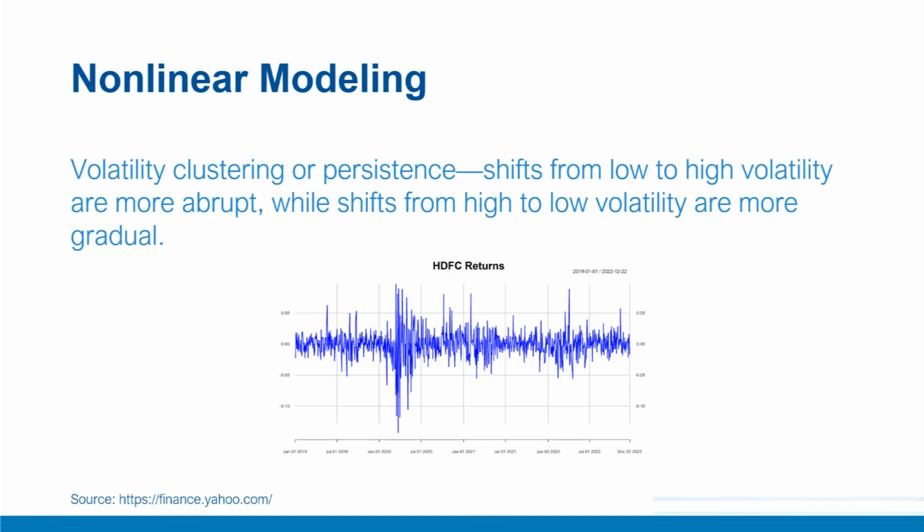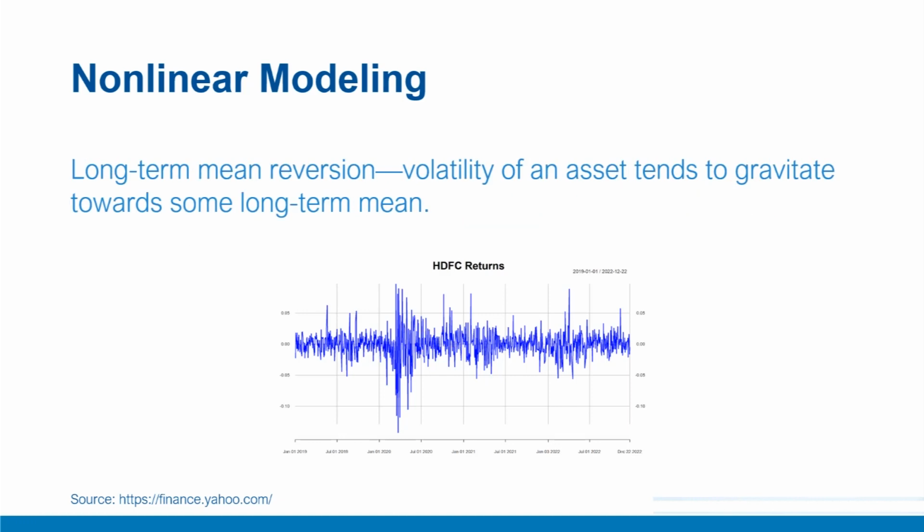Another stylized fact of volatility clustering and persistence is that shifts from high to low and low to high volatility are not uniform. That is, low to high volatility shifts are more abrupt. You suddenly find a jump from low to high volatility, while shifts from high to low are more gradual. So shifts from high to low volatility are more gradual, while low to high volatility shifts are more sharp. The next property, which is very critical, is called long-term mean reversion.